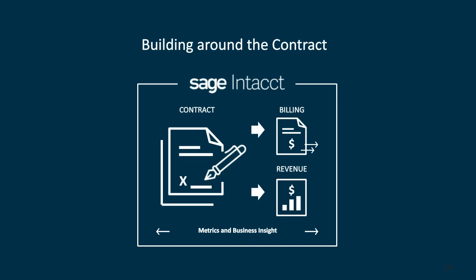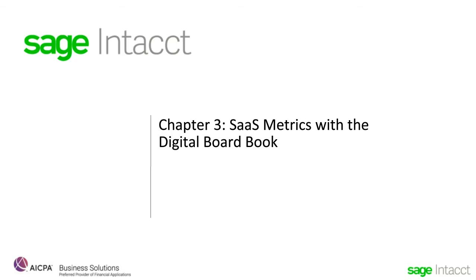Okay, let's transition over to Chapter 3, which is the SaaS metrics with the digital board book. This is that slide I showed up front. This is where it all comes together. By automating the processes upstream, and the fact that it's financial data, you can count on what you're seeing on the back end.